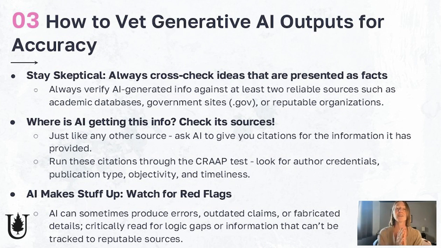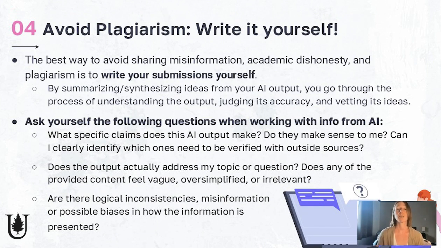If AI doesn't have the information it needs to answer your question, it may come up with a really educated guess that could be inaccurate. So it can produce errors, outdated claims, fabricate details about something, and you need to critically read for logic gaps or information that can't be tracked back to reputable sources. Your best way to avoid sharing misinformation, to avoid academic dishonesty and plagiarism, is to write your submissions yourself. When you summarize and synthesize ideas from your AI outputs, you go through the process of understanding that output, judging its accuracy, and vetting its ideas. So don't skip the step of translating an AI output into your own language, because this is how you prevent academic dishonesty.